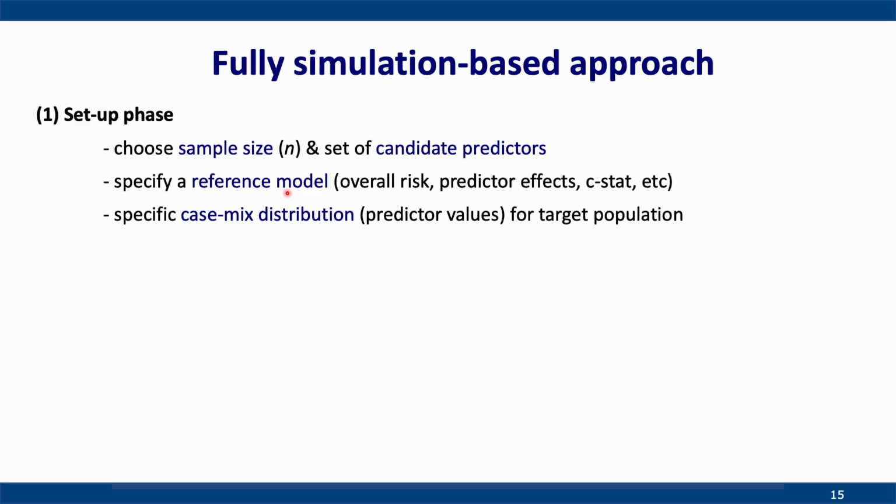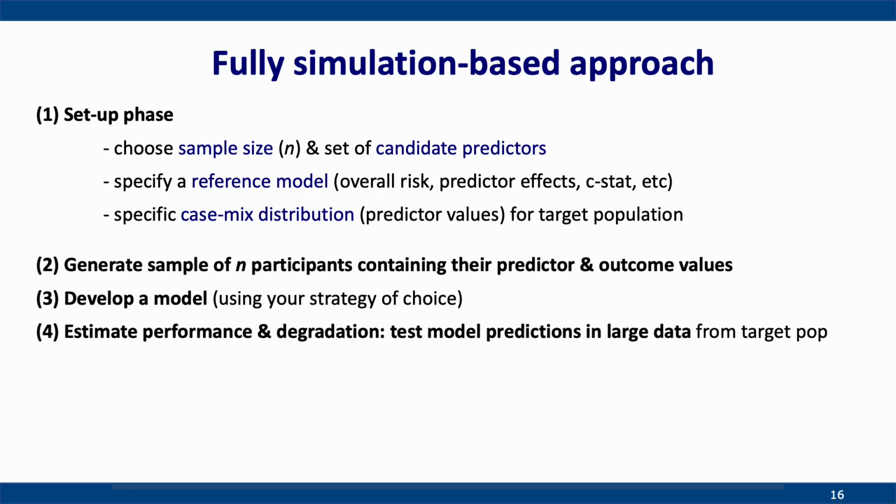We're going to specify our reference model. Like I said, that reference model needs to ensure that the average risk, the relative predictor weights, and the C-statistic are akin to previous models or biological rationale or so forth. Come back onto that. And we need to specify the approximate case mix distribution in the target population. So what is the distribution of predictor values? So of those candidate predictors, what's the distribution of values in the target population?